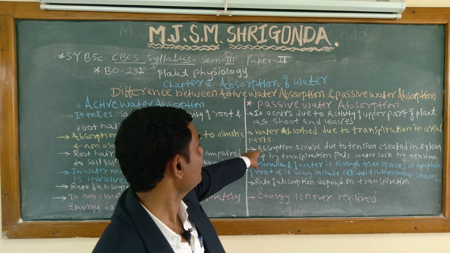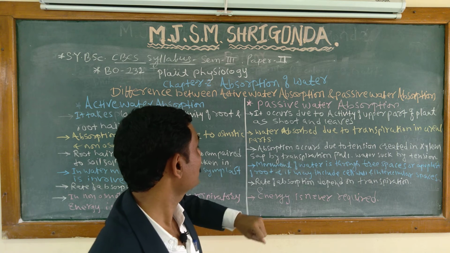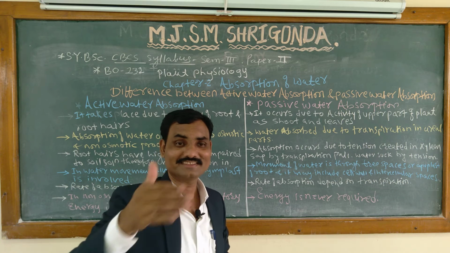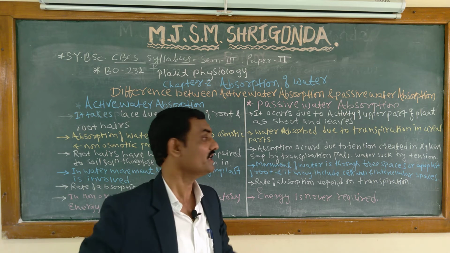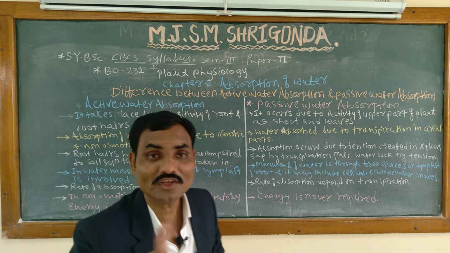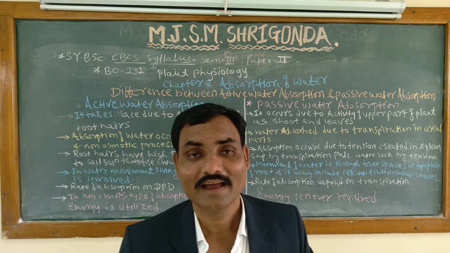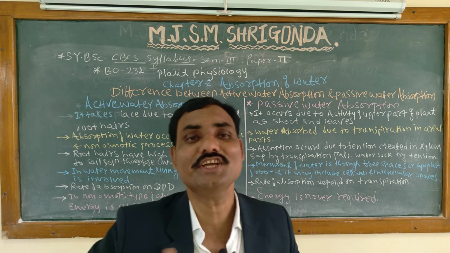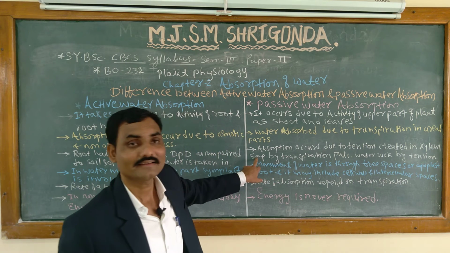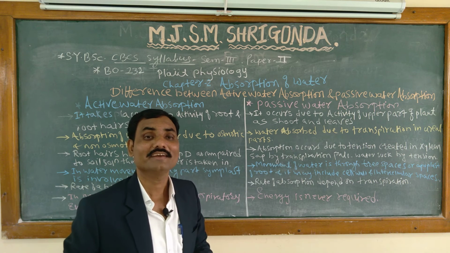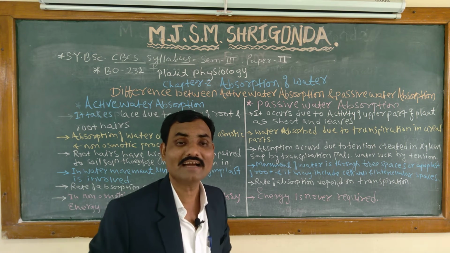And what is passive water absorption? Absorption occurs due to tension, tension created in xylem cells. Xylem is a very important cell. Now tension is created in xylem cells, in the xylem sap, by transpiration. What is the reason behind this tension being created?